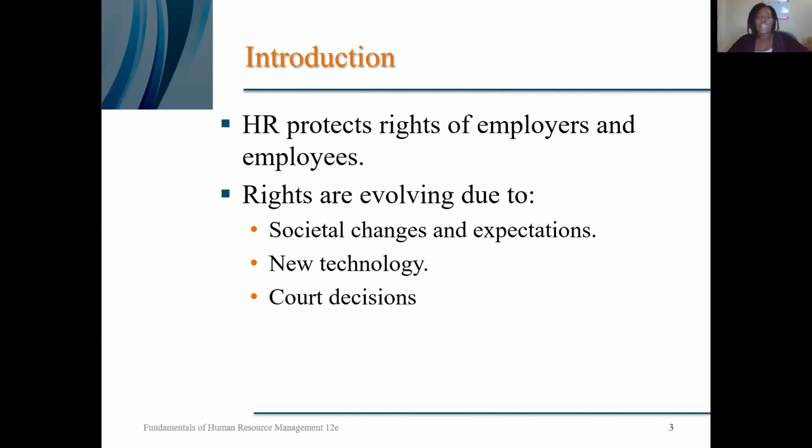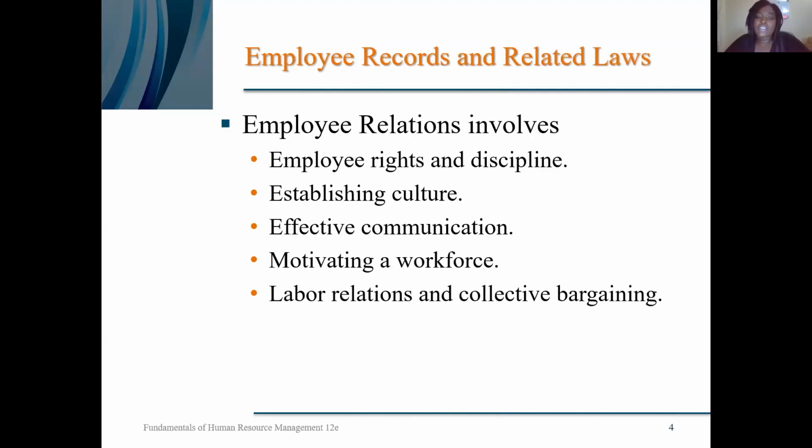So HR protects the rights of the employers and the employees, because remember that HR is that bridge between management and staff. Rights are evolving due to societal changes and expectations, new technology, and court decisions. When a court decision is made, it sets a precedent for future cases. Employee relations involves employee rights and discipline, establishing culture, as we've spoken about culture, effective communication, motivating the workforce, labor relations, and collective bargaining.